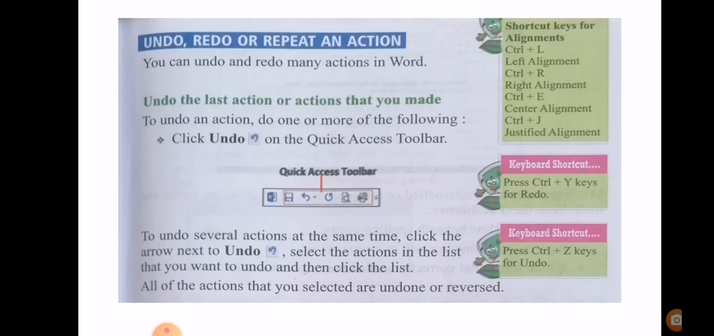Undo, redo, or repeat an action. You can undo and redo many actions in Word. Undo the last action that you made. To undo an action, do one or more of the following. Click Undo on the Quick Access toolbar. To undo several actions at the same time, click the arrow next to Undo. Select the action in the list that you want to undo and then click the list. All of the actions that you selected are undone or reversed.